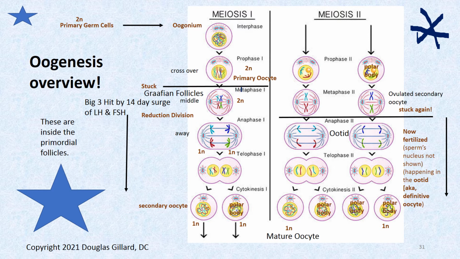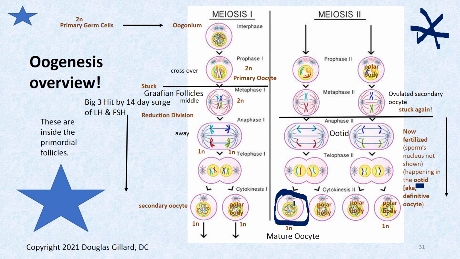And then they go through meiosis 1. As they go through the great race, the winners of the great race, the big three, will actually make it all the way to metaphase 2 and get stuck again. And then ovulation occurs, and if they get fertilized, only then do they continue through anaphase, telophase, and cytokinesis. And this is where we are right here in our story. We've created this mature oocyte, or ootid, aka definitive oocyte.